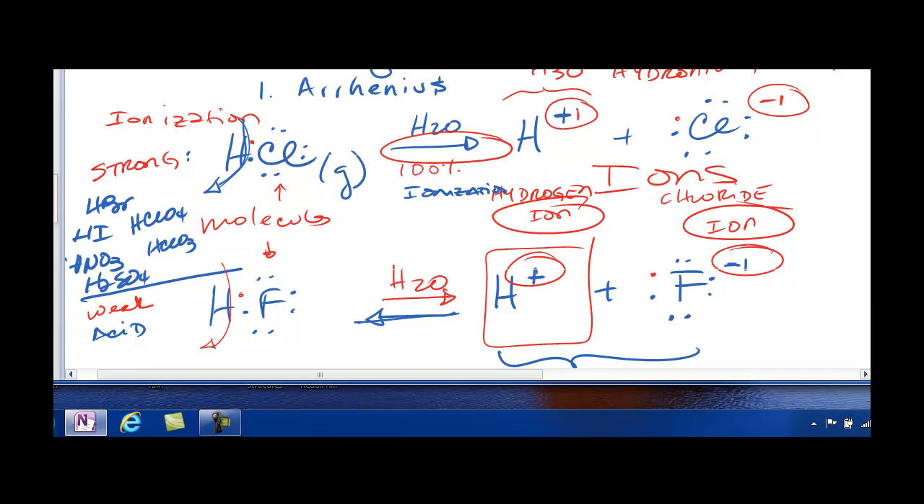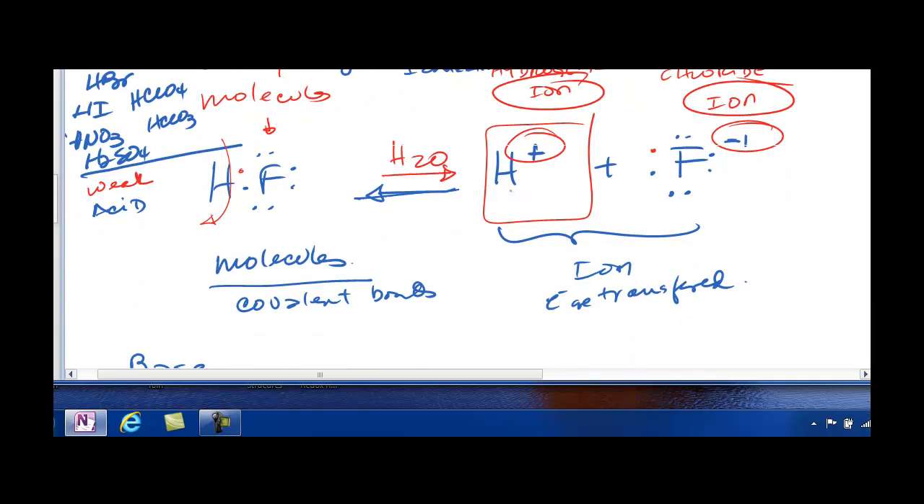But if you have a substance that ionizes only a couple of these, but all the other ones remain covalently bonded, that's a weak acid. So that's a big concept. This is an equilibrium. You have the forward and the reverse reaction.